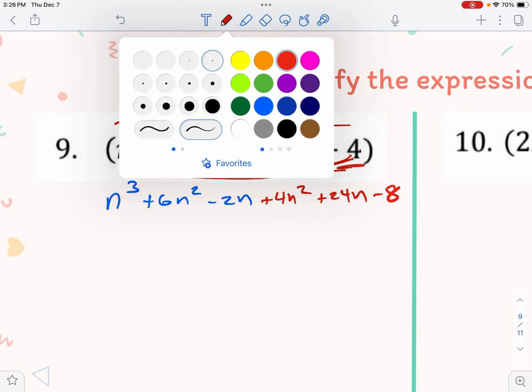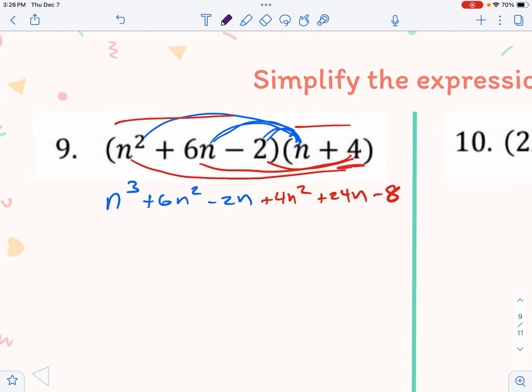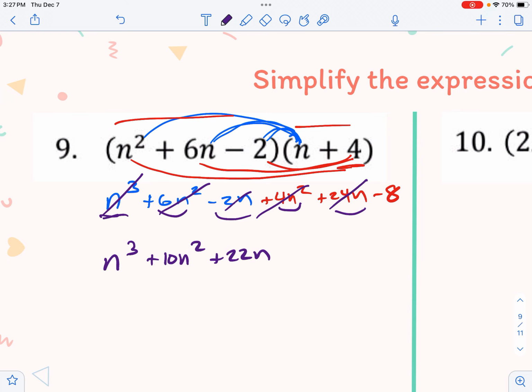Okay, now just combine like terms, clean it all up. There is only one n cubed term, so I'm not going to combine that to anything but the 6n squared and the 4n squared. 6 and 4 is 10, that's 10n squared. Not n to the 4th, just n squared, because now I'm adding again. Negative 2n, 24n, negative 2 and 24 is positive 22n. And they're done. All I'm left with is the constant, that's negative 8.